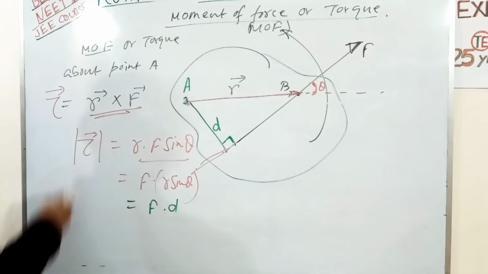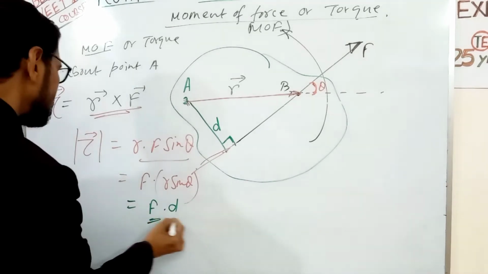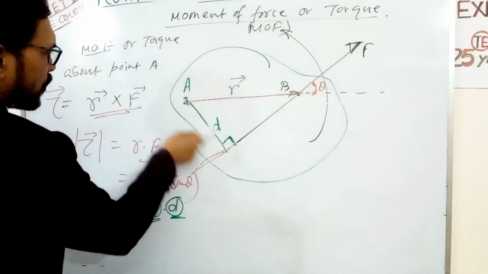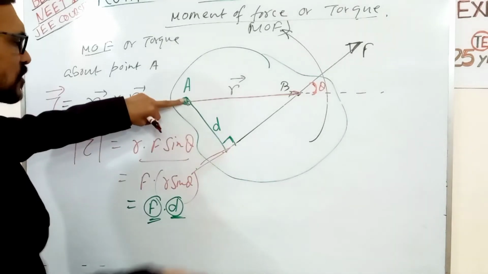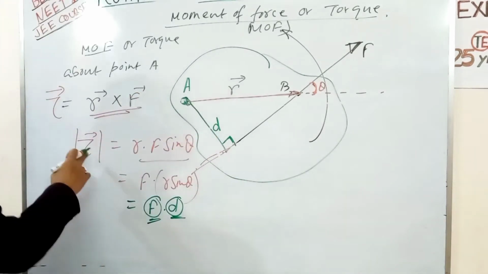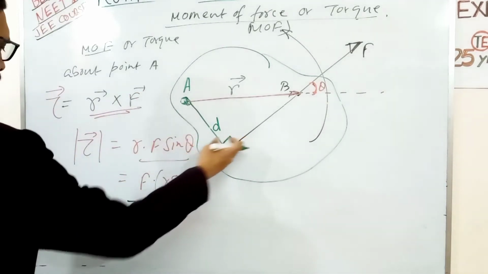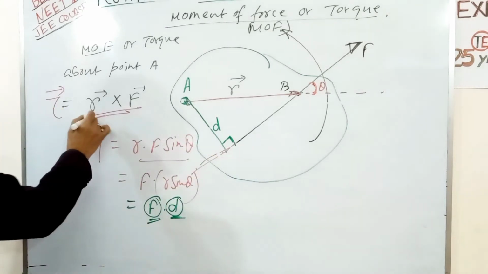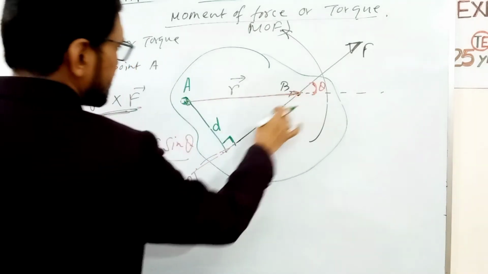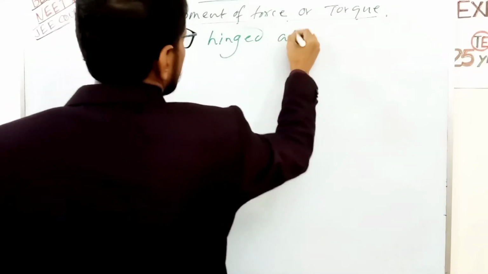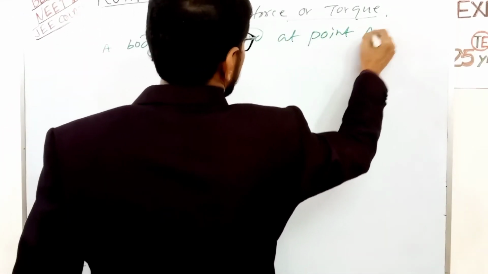So the magnitude of the torque, or moment of force, is the product of the magnitude of the force and the perpendicular distance of the force from the point of rotation. The body rotates about this point, so from this point draw the perpendicular, and this distance is d. So torque is the product of the magnitude of force into perpendicular distance. The actual definition in vector form is r cross F. What is r? r is this AB vector; the body is hinged at point A.